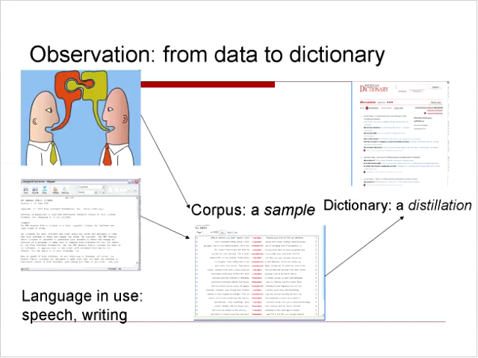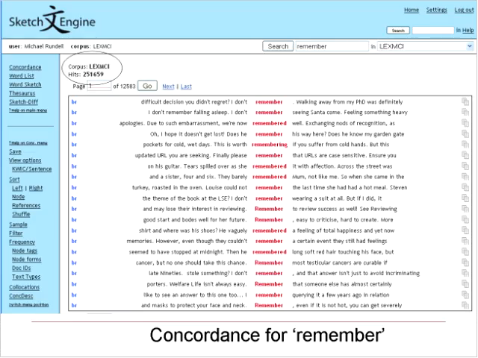And then, that's in the middle. The sample is what we call a corpus. I expect many of you know about corpora, the plural of corpus. The corpus is a sample of the language as a whole. We examine that, and on the basis of that, we produce the dictionary, which is a kind of distillation of what you find in the corpus. So how does that work?